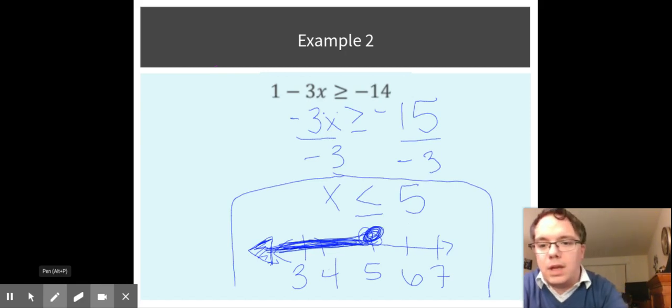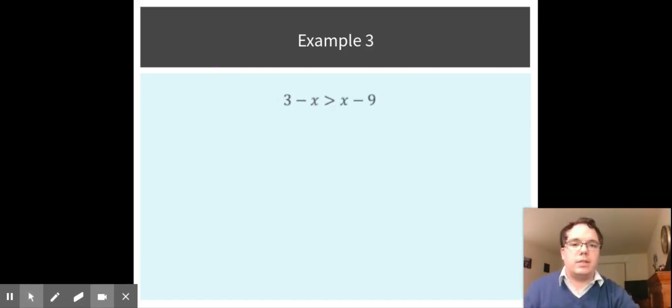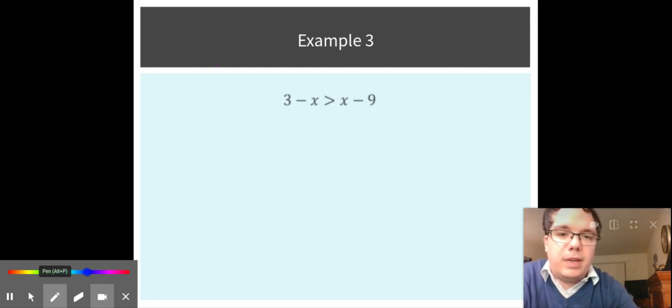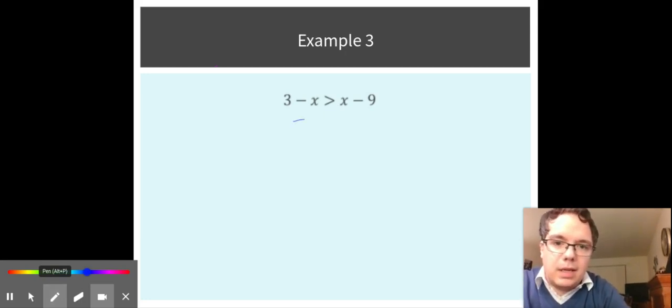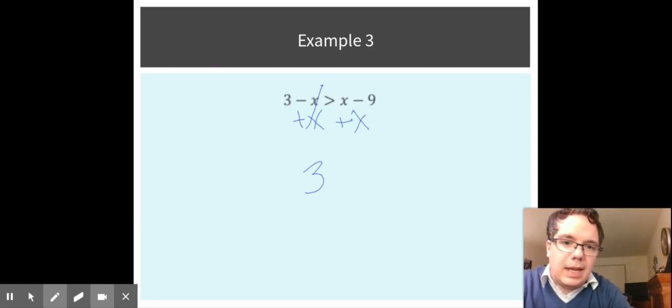All right, I have one last example for you, and then we are done. So I have 3 minus x is greater than x minus 9. So both sides are simplified, but I have a variable on each side. So I can either add this x over or subtract this x over. So what I'm going to do is add x to both sides because I want these ones to cancel out. So I'll be left with 3. And I added x, so that I'll get a positive number in front of my x.